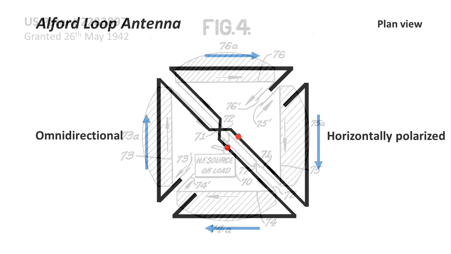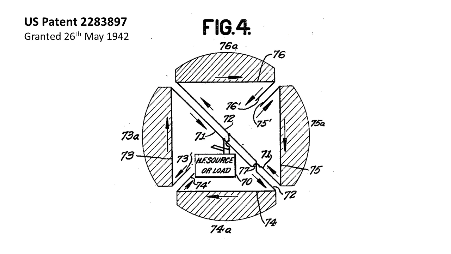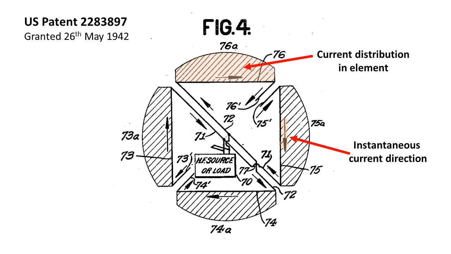I found it interesting to look at Andrew Alford's original patent application, granted in 1942. This is the diagram with the nub of the invention. There are the four radiating elements arranged in a square. These are the capacitive end loading, and that's the feed point, and there is the feeder transposition to get the correct phasing. Lastly, and somewhat confusing to me at first, he shows a graph of the current distribution by these shaded areas, and also the instantaneous current direction by the arrows.